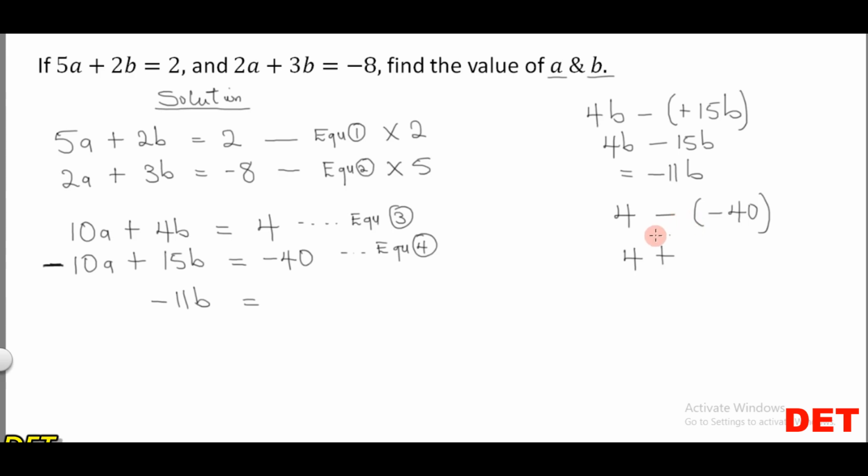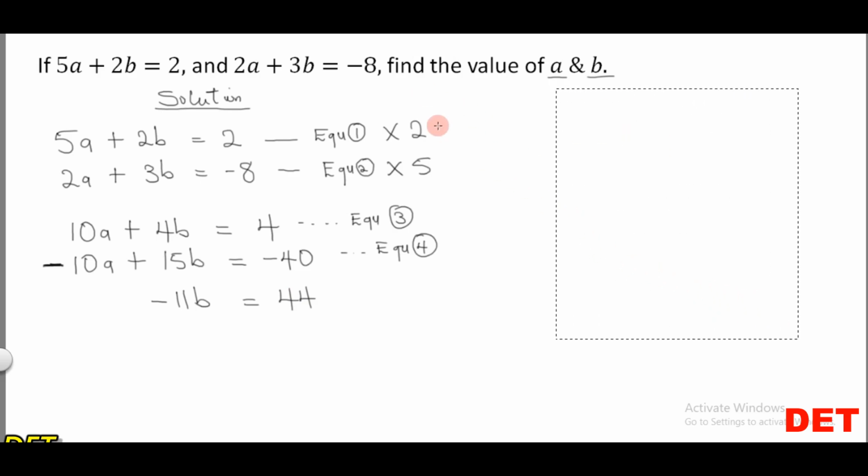So that will be 4 plus what? 40. And 4 plus 40 will give us what? 44. So 4 minus 40 will give us what? 44. Alright? It's quite easy and straightforward.